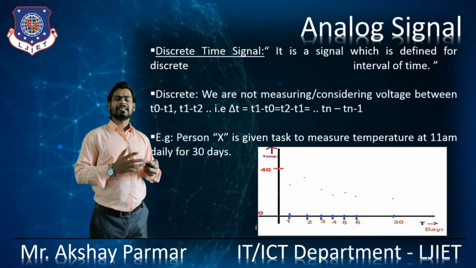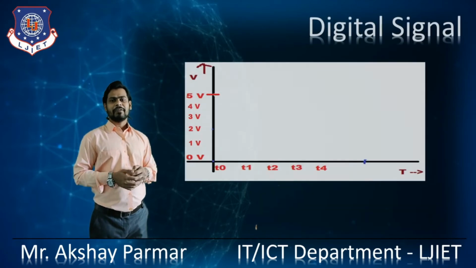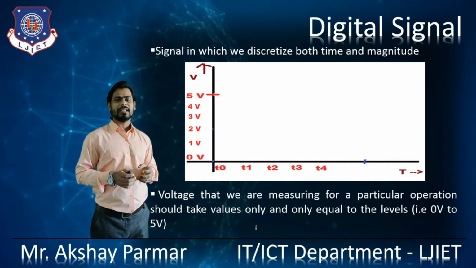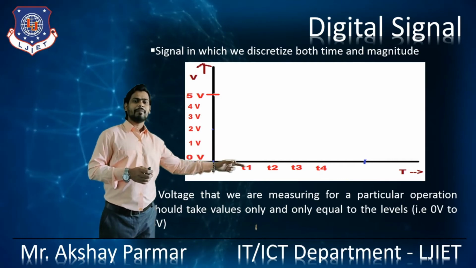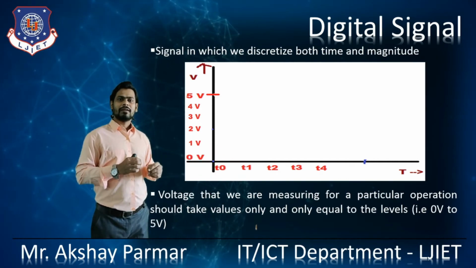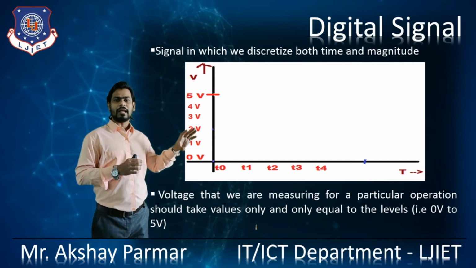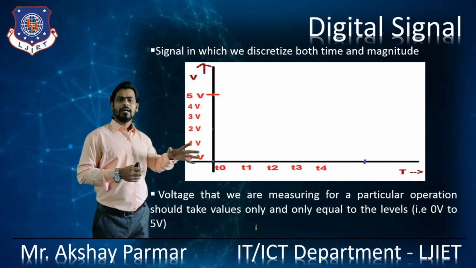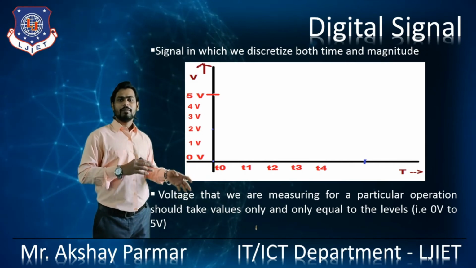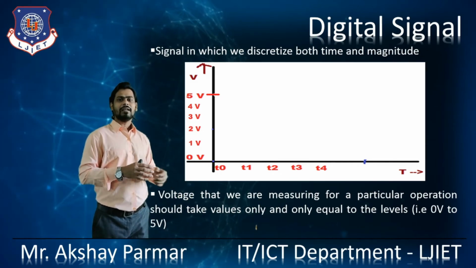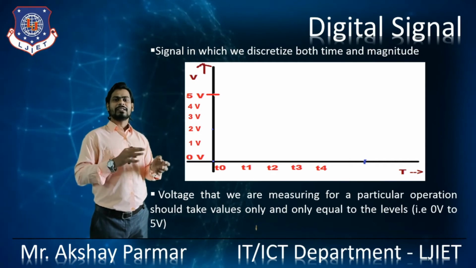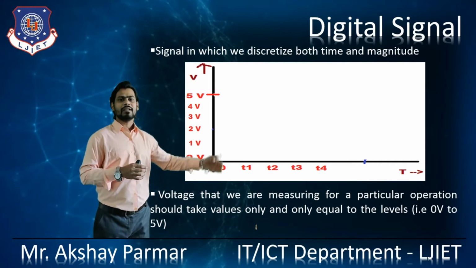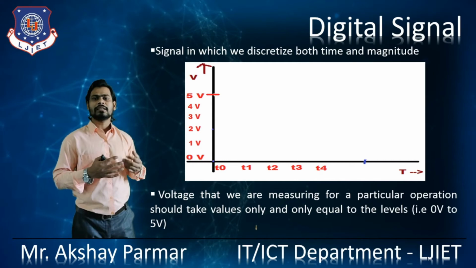After that, let's look at a digital signal. In our previous example, we discretized only the time. We didn't discretize the magnitude. But in digital signals, both the magnitude and the time interval are discretized. Signals in which we discretize both the time and the magnitude are called digital signals.